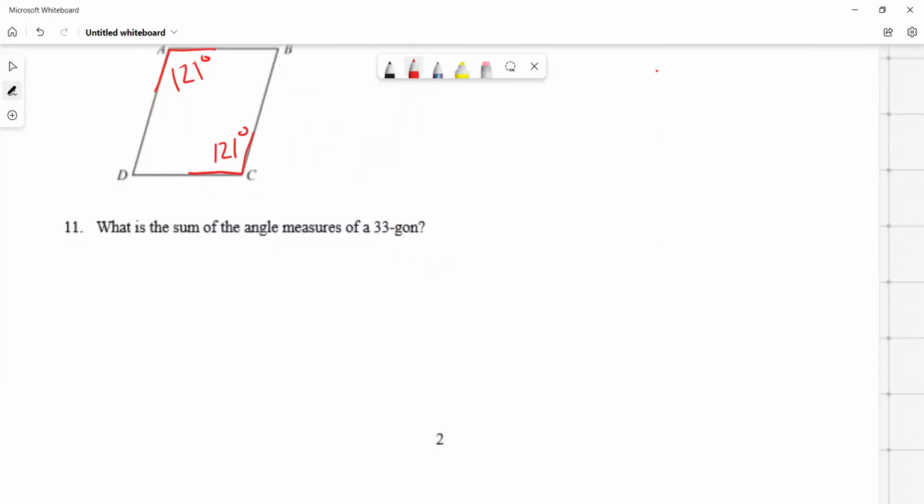Number 11 asks for the sum of the angles of a 33-gon. So we're going to take 33 minus 2 and multiply it by 180. That's 5580.